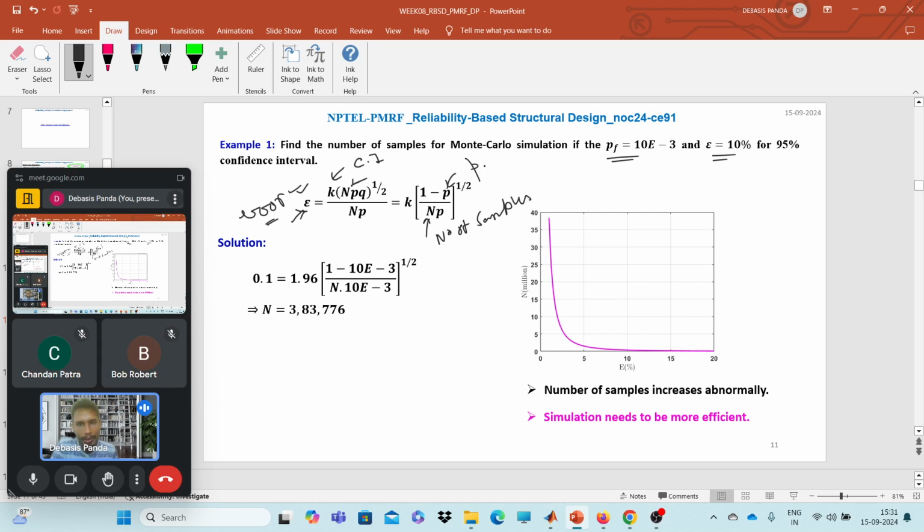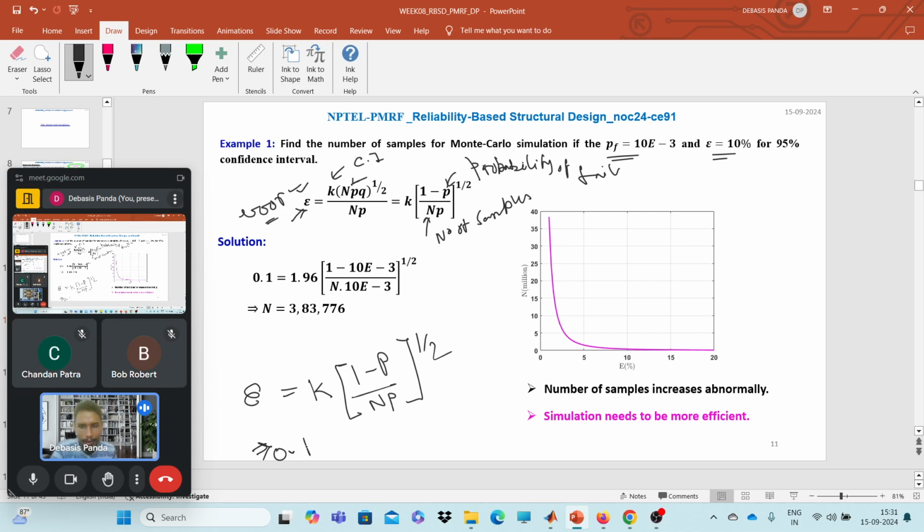P is the probability of failure. So we have all these things, the error epsilon, and now we can solve for n. The error is 0.1, which equals k times the square root of (1 minus p) divided by np, to the power half. Now where do I get k equals 1.96 from? For the 95% confidence interval, the k value is 1.96. It's a standard value. Then 1 minus the probability of failure, which is 10 to the power minus 3, divided by n into 10 to the power minus 3. And if you solve it, you will get n equals this.